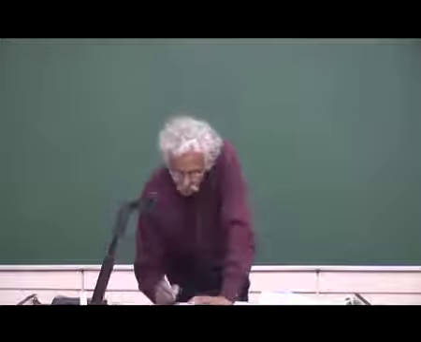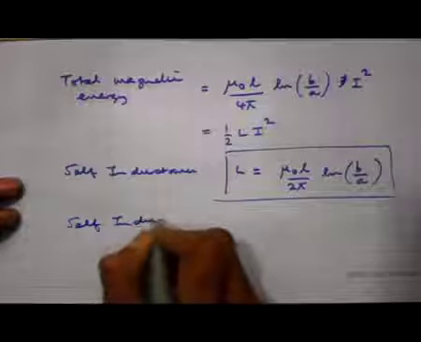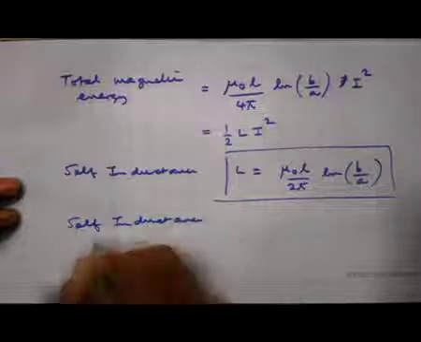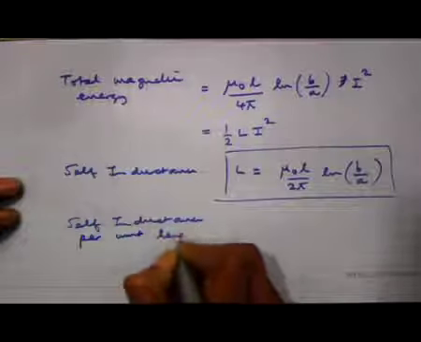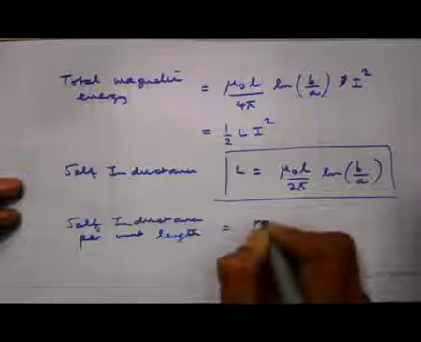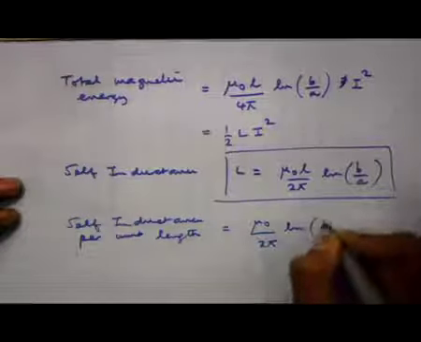So, I can define a self inductance per unit length as mu naught by 2 pi log B by A.